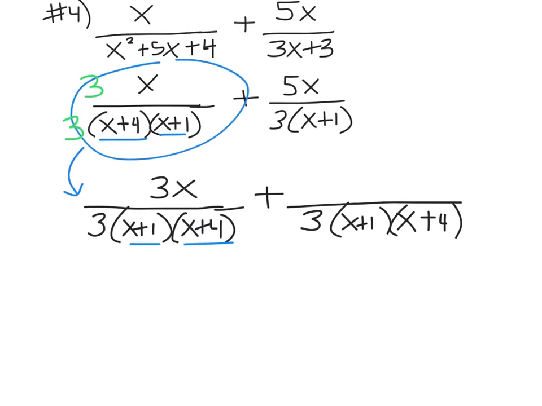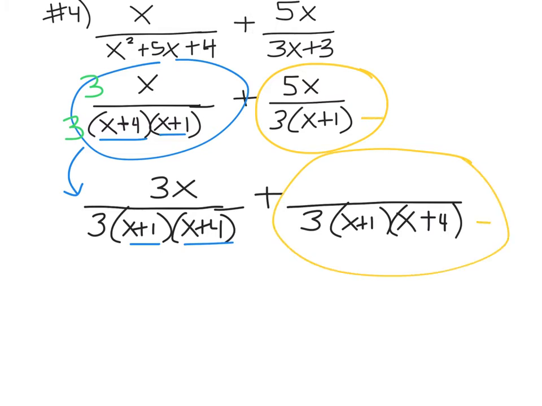What are we missing over here? Don't look at the top. Let's look at the denominators. We're missing an x plus 4. It has a 3 and it has the x plus 1, but what it needs is an x plus 4. So I'm going to multiply top and bottom by x plus 4. So 5x times x plus 4. Yes, distribute. So you get 5x squared plus 20x.